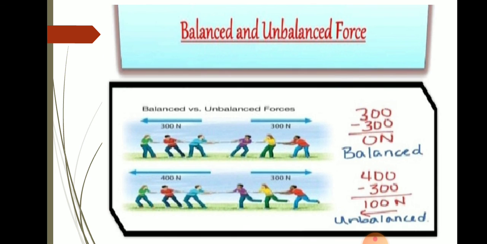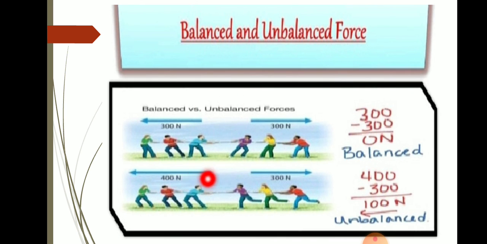So what is balanced and unbalanced force? Let us understand it once again. By this diagram, you can see balanced versus unbalanced force. Here you can see a tug of war, where on this side it is 300 Newton and in the opposite direction it is 300 Newton. So what is the net force? 300 minus 300 is 0 Newton. Therefore the force is balanced. So this is a balanced force.